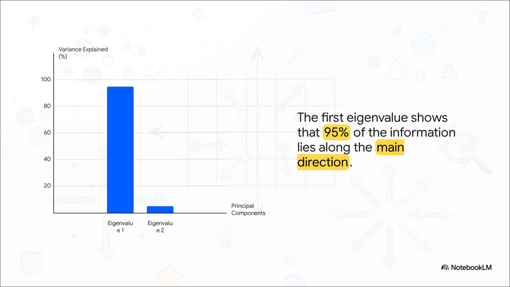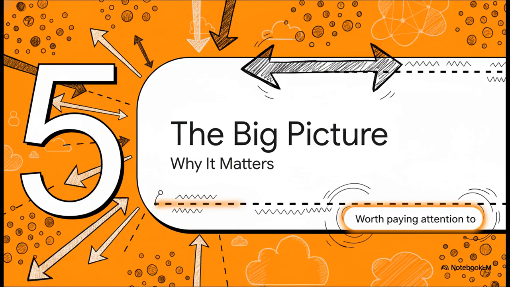And here is the punchline. Just look at the eigenvalues for those two directions. The first eigenvalue is huge. It tells us that its eigenvector, that main direction, captures a whopping 95% of all the information in the data. The second one? A tiny 5%. This is incredible. It means we can basically throw away that second dimension, turn our 2D problem into a 1D problem, and we've only lost 5% of the information? That's unbelievably powerful.